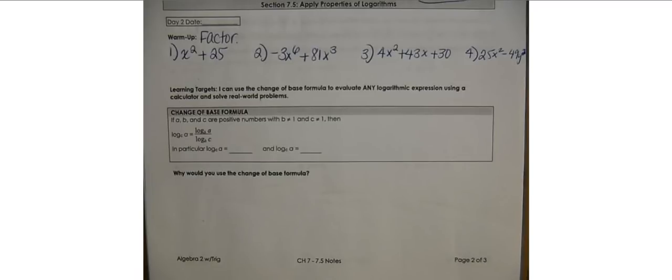For number 3, we have 4x squared plus 43x plus 30. And then finally, we have 25x squared minus 49y squared. It's kind of tough to read, but that is supposed to be a y squared. Please pause the video and factor each of these expressions on your own. And when you have an answer, please restart the video and we'll see how well you did.